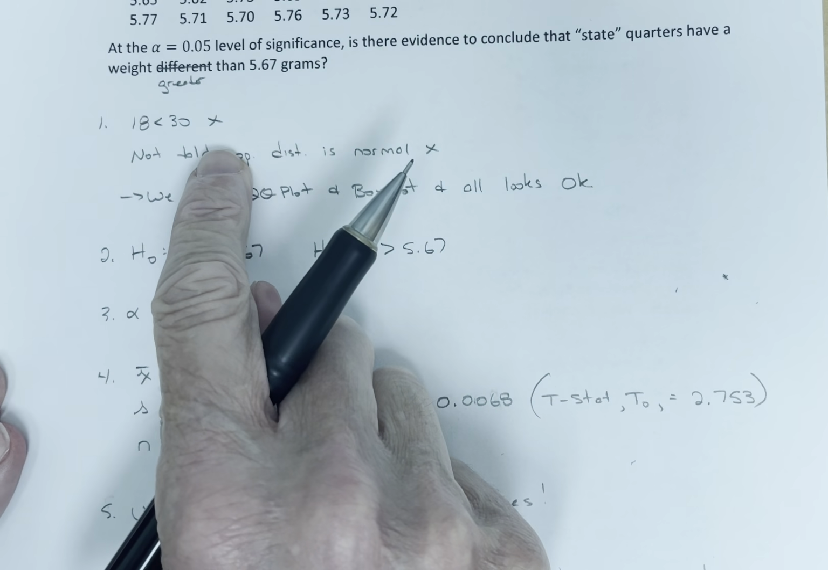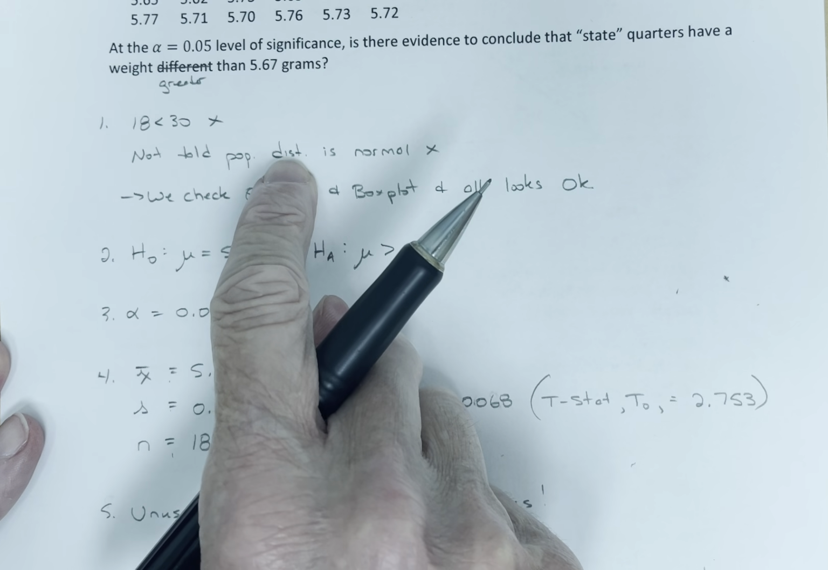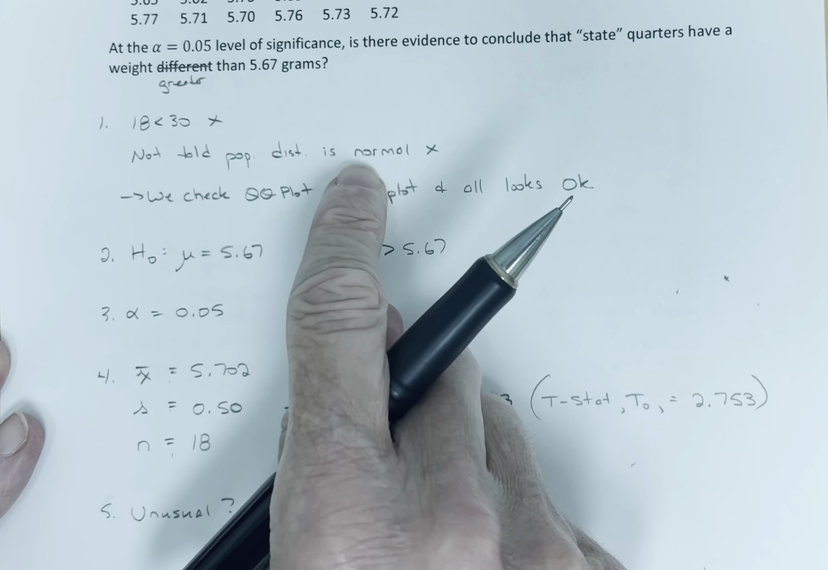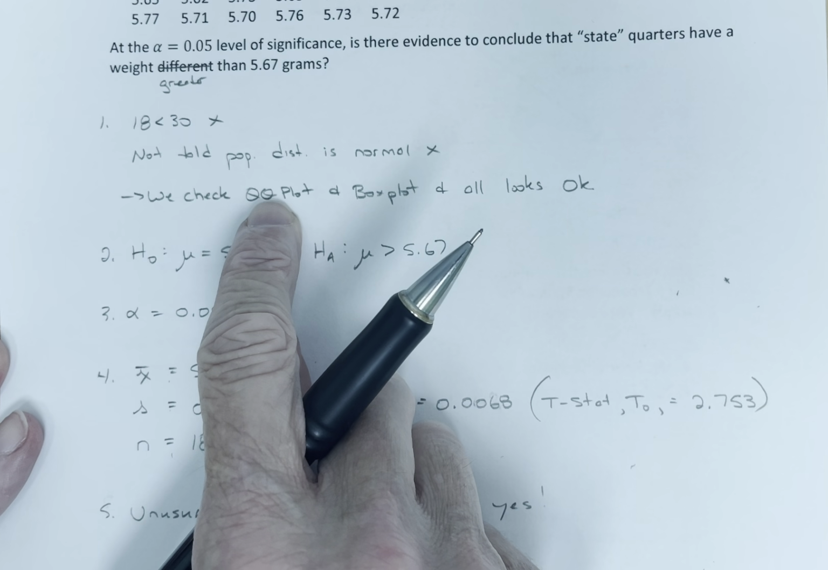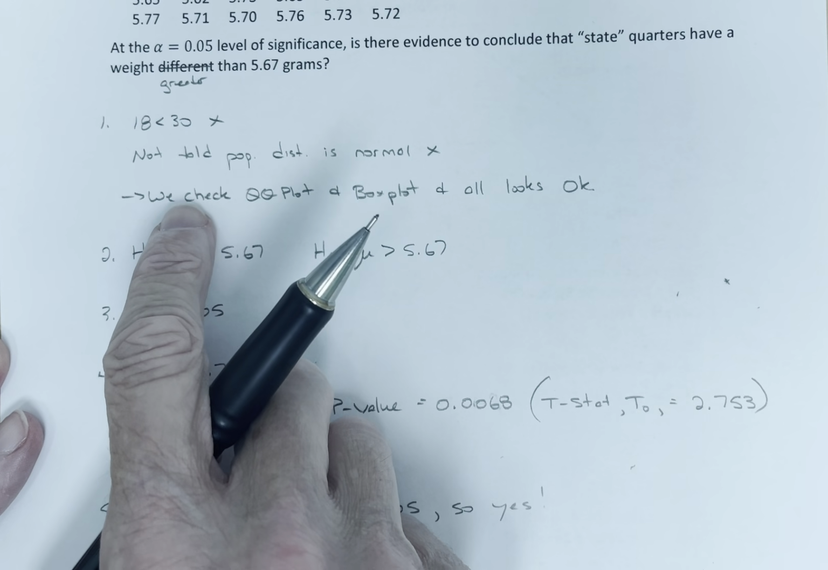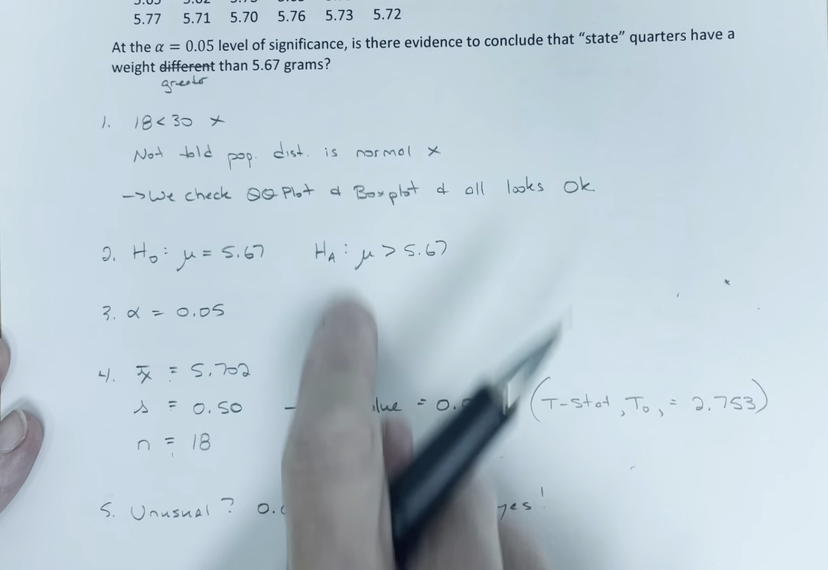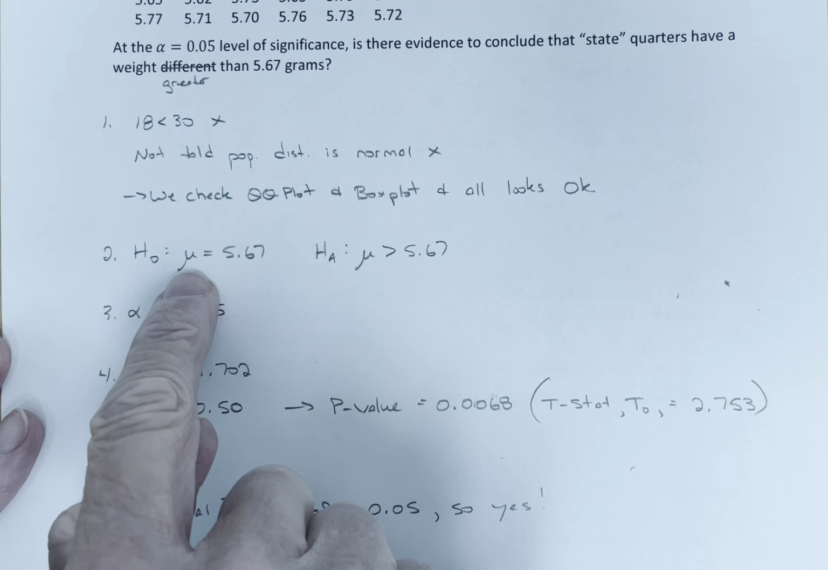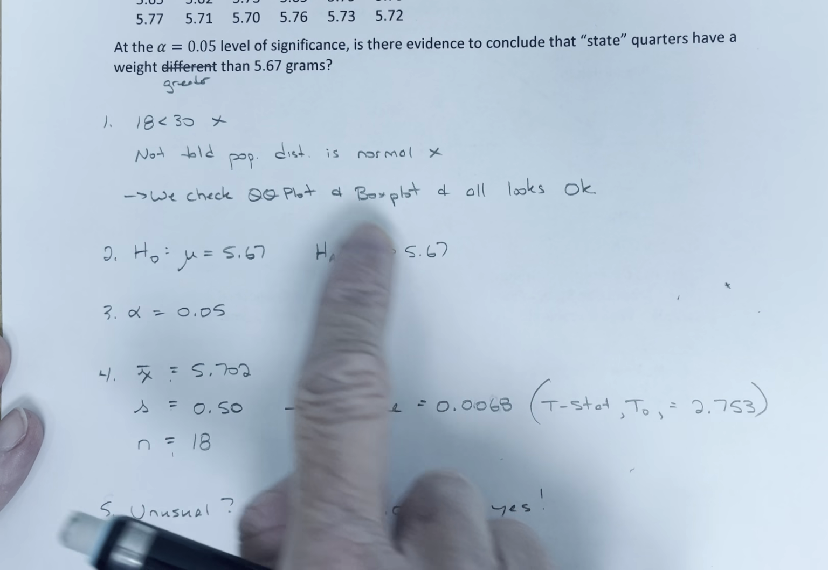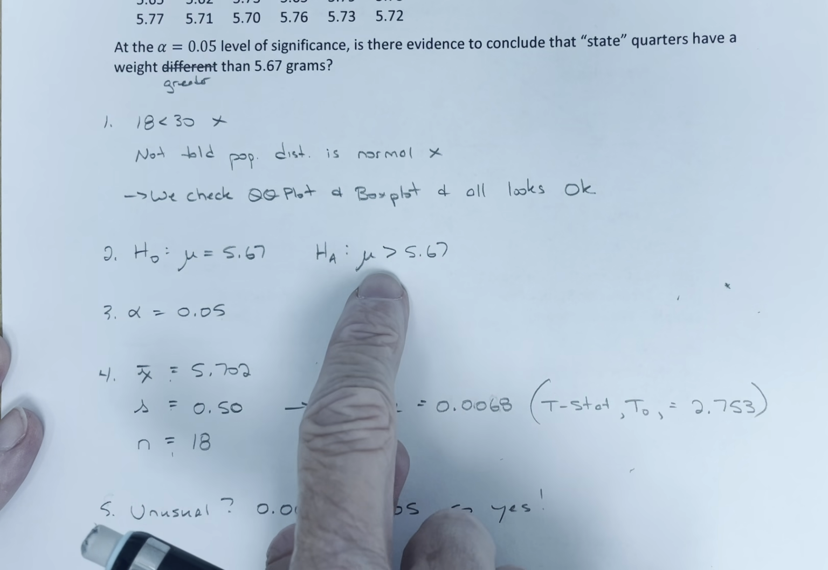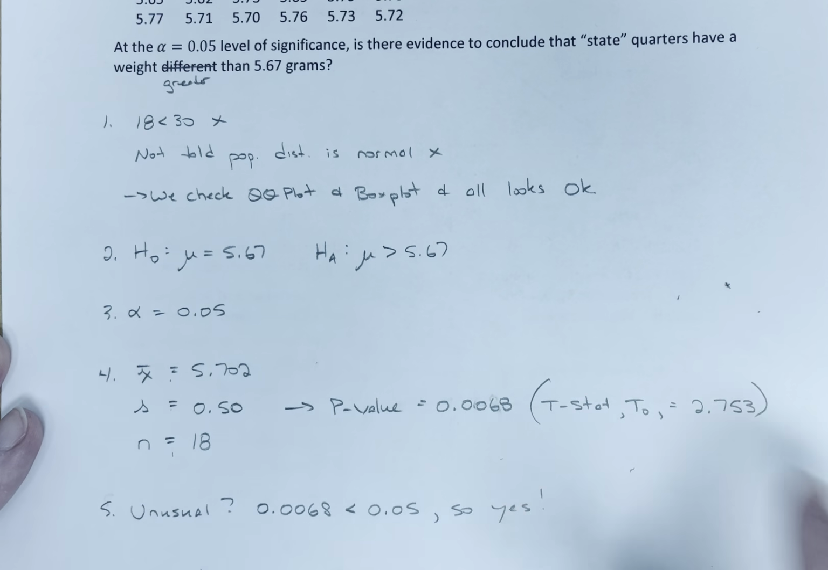Okay, let's recap this one. We started off asking, can we assume normality? The sample size was small, and we were not told that the population distribution is normal. So we had to check our normal probability plot, also called our QQ plot, and our box plot. We did that, and all looked good, so we can move forward. We have our null hypothesis, which is always a statement of equality. Our alternative hypothesis is greater than, so our mean is greater than 5.67. Our level of significance is 0.05.